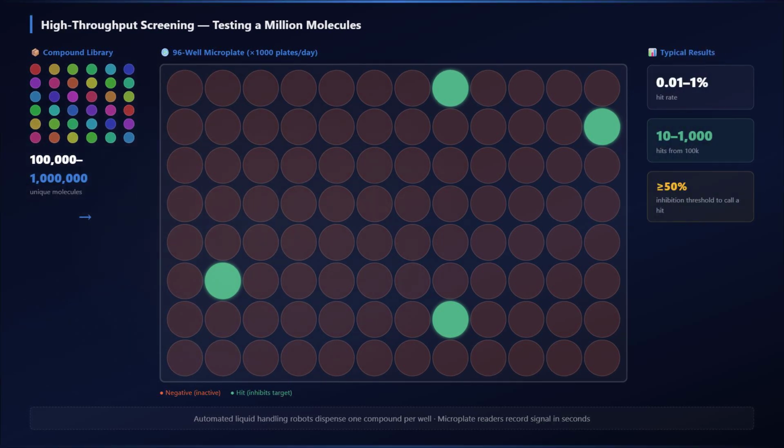1 million random molecules? You just try all of them? It is molecular speed dating at industrial scale. You swipe right on everything and wait to see who calls back.